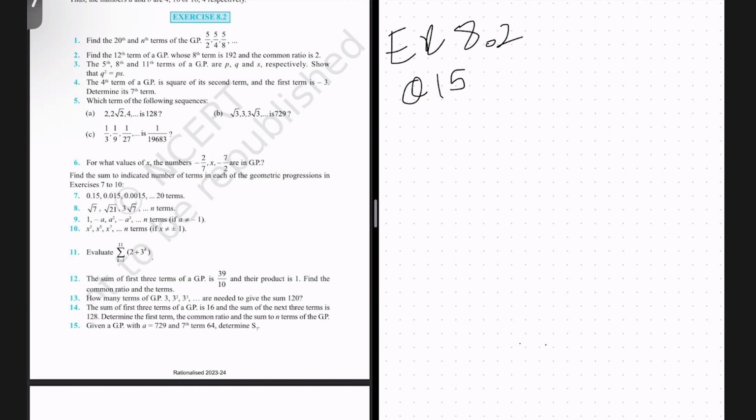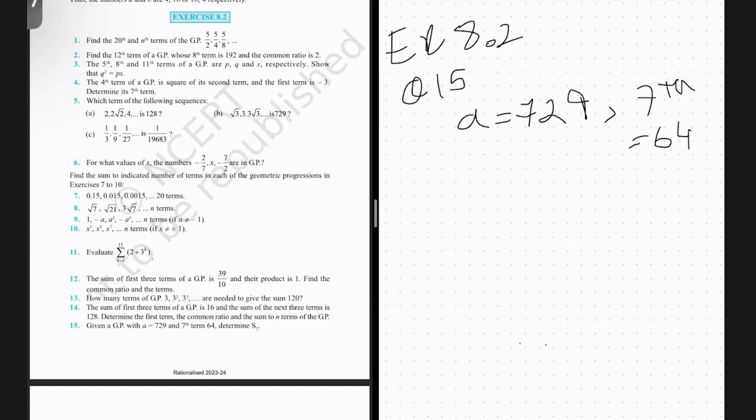In question number 15, we have been given a GP with a equal to 729 and the seventh term being equal to 64. Determine S7, right? So in question number 15, we have a GP with a equals 729, and you have the seventh term as being equal to 64.